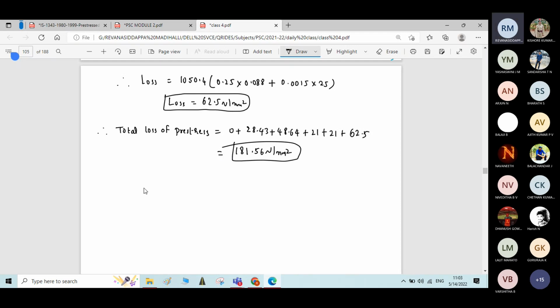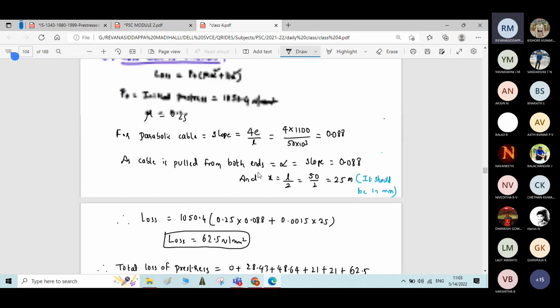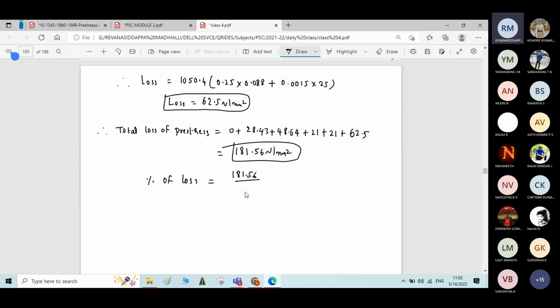We can also calculate the percentage of loss. Percentage of loss is equal to total loss, 181.56, out of initial pre-stress, which was how much? 1050.4. So in 1050.4, 181.56 Newton per mm square is the loss, into 100 will give the percentage of loss. It is 17.28%. So the calculation of the total loss and percentage loss is over.